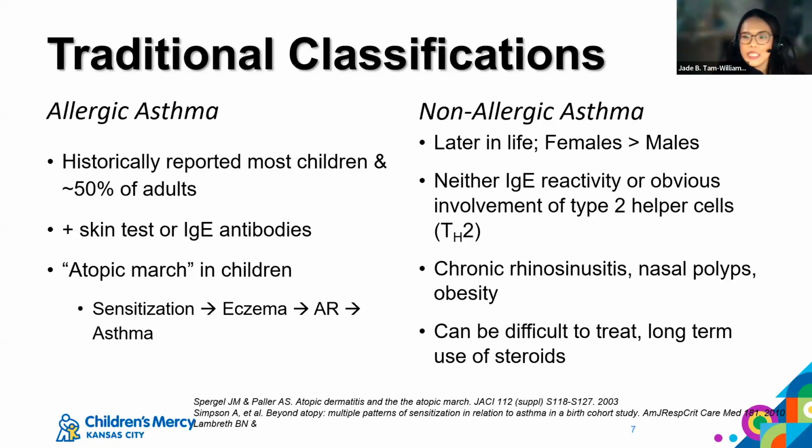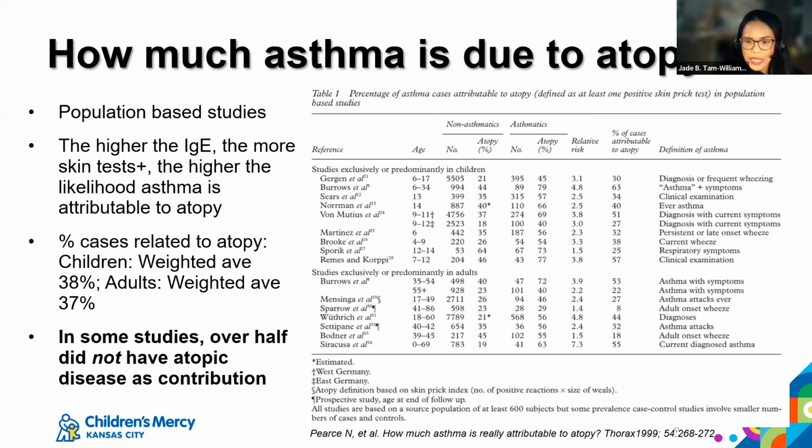Whereas in non-allergic asthma, the description initially was, oh, these are more adults, it's mostly females, they don't typically have a ton of IgE responsiveness, they might be associated with some obesity, rhinosinusitis, or nasal polyps. And historically, they would say, you know what? The non-allergic asthmatics are even harder to treat. Okay. But how much asthma really is due to allergies now?